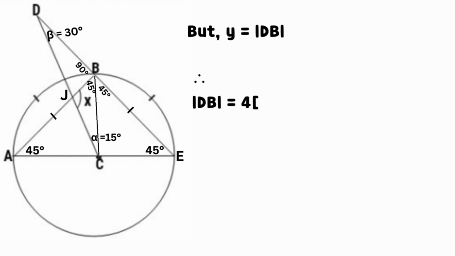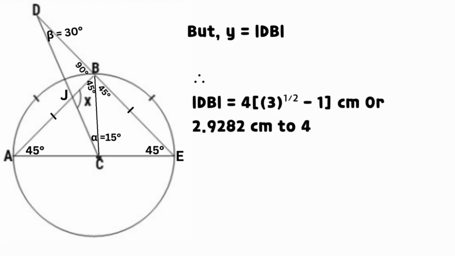But y equals the length of line DB. Therefore, the length DB equals the product of 4 and the square root of 3 minus 1 in centimeters, or 2.9282 centimeters to 4 decimal places.